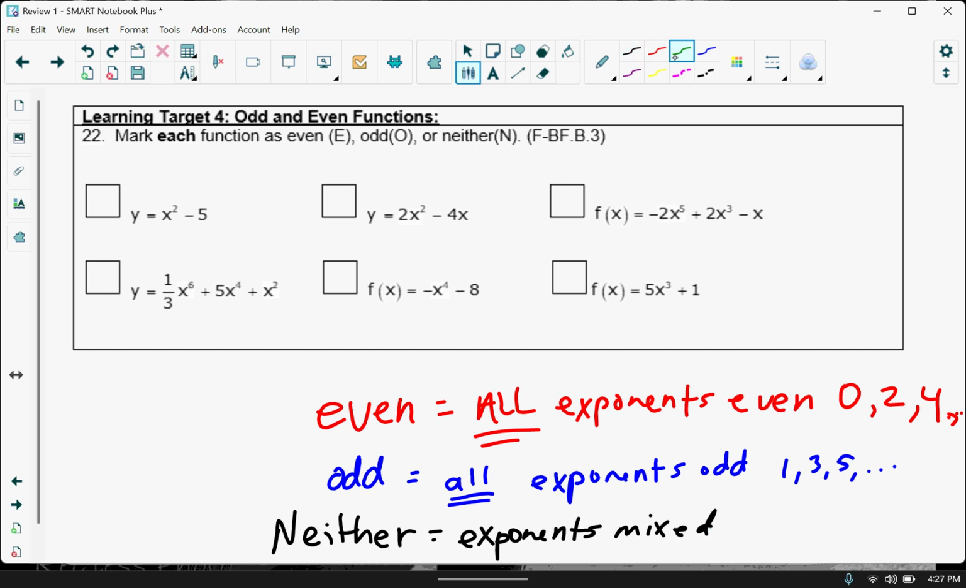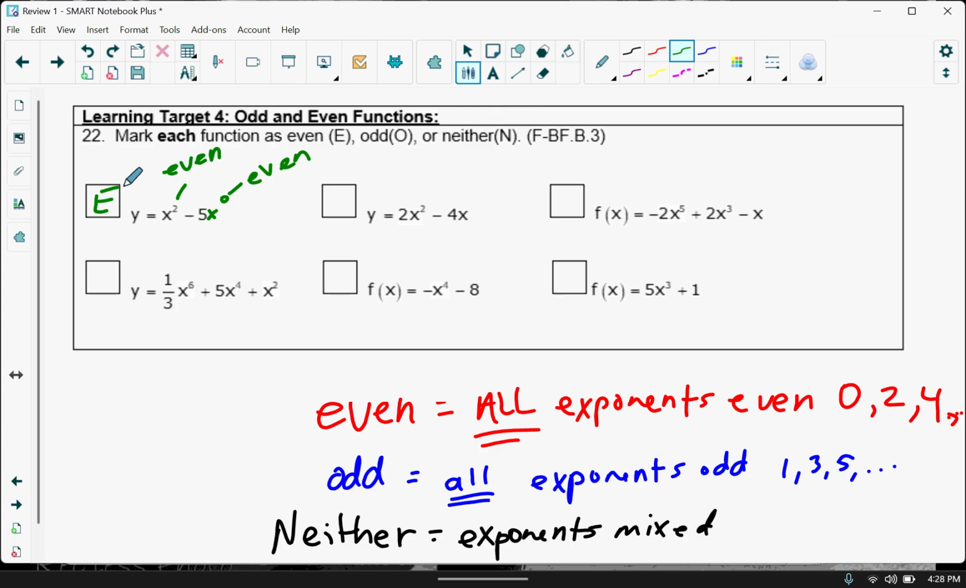So we're going to go through and we're going to just put an E for even, O for odd, and N for neither. So the first one has an even, and we have to put an x on the number, so that's a 0, which is also an even. So since everything is even, I put an E in the box.